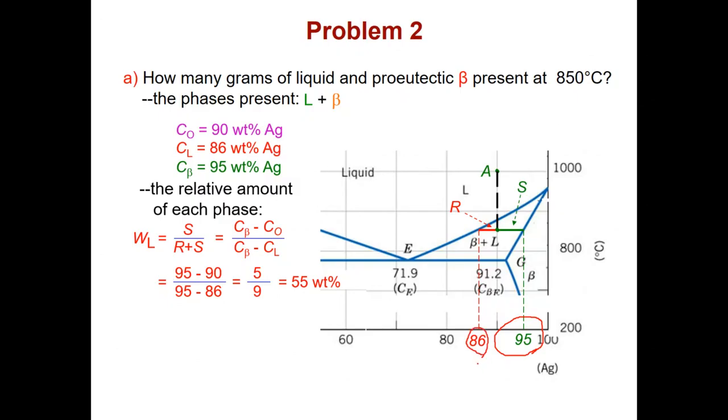Now we can find the length of the tie line. In the middle, somewhere here, we have the overall composition of 90%. And to the left and to the right, we have 86 and 95. So we can easily compute the length of each portion of the tie line and the total length of it by making use of these figures and applying the lever rule.